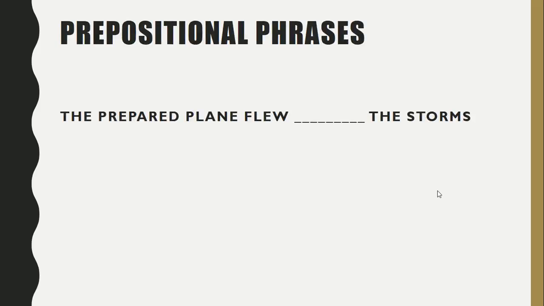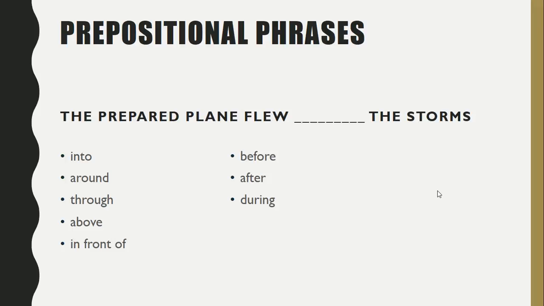Prepositional phrases come first. Remember that the prepared plane flew blank the storms. So words that can fit in that blank. Here's some of them. Into, around, through. All of these tell us place. Above, but before could tell us place. It could also tell us time. After tells us time, during tells us time. And then there are some prepositions that really don't work in that phrase very well. That would be like despite. No, despite actually works. Plus, minus, of, per. Those don't really work, but they are prepositions.